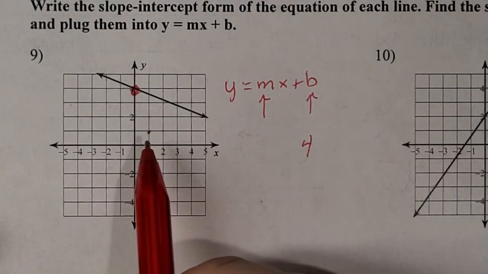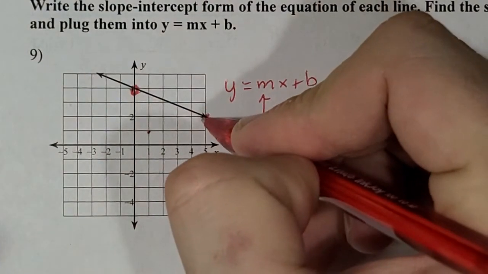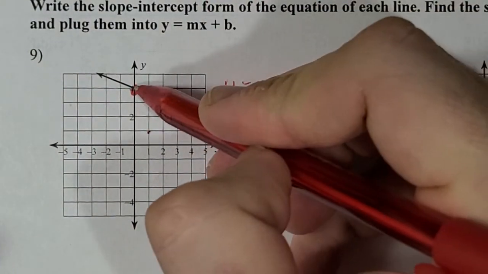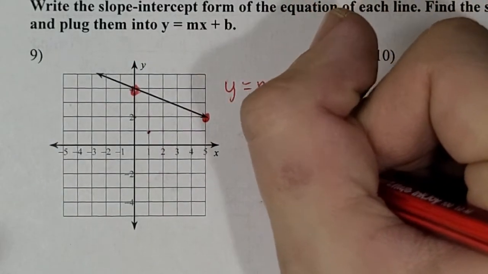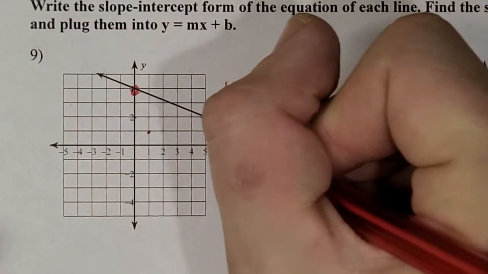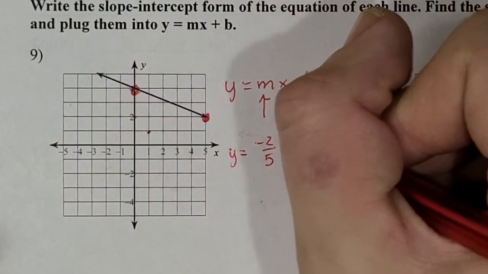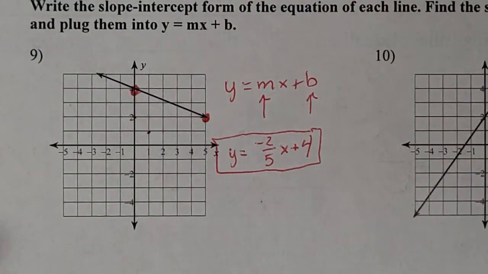This is obviously not a right point because this is not on my line. Looks like the only other one is right here. That's a slope of down 2, right 5. Negative 2 over 5. Once you have those 2 pieces of information, write your y and your x, and you're good. Y equals negative 2/5 x plus 4.